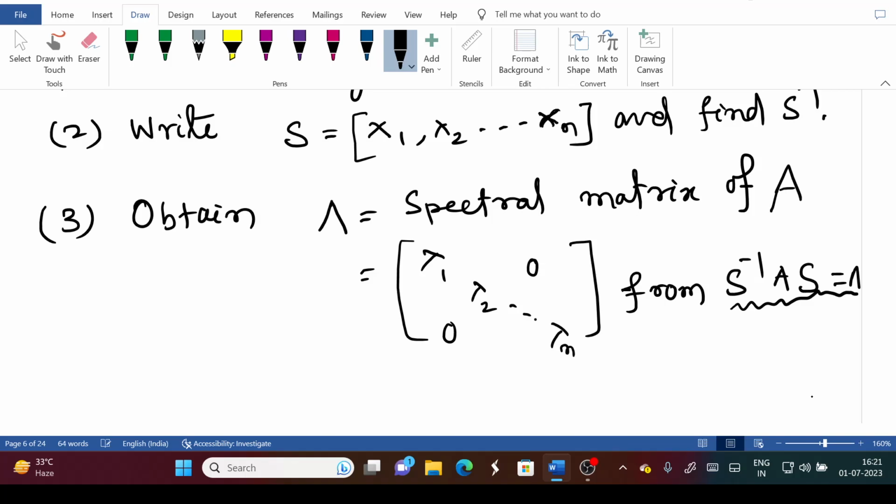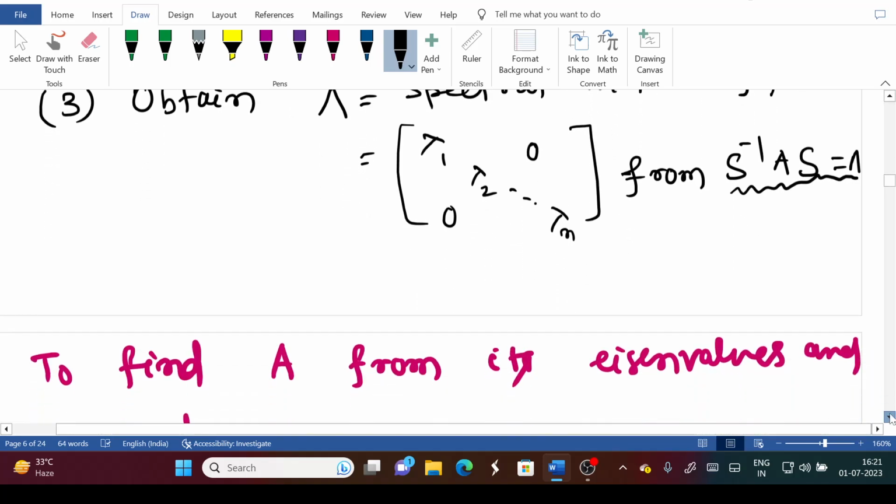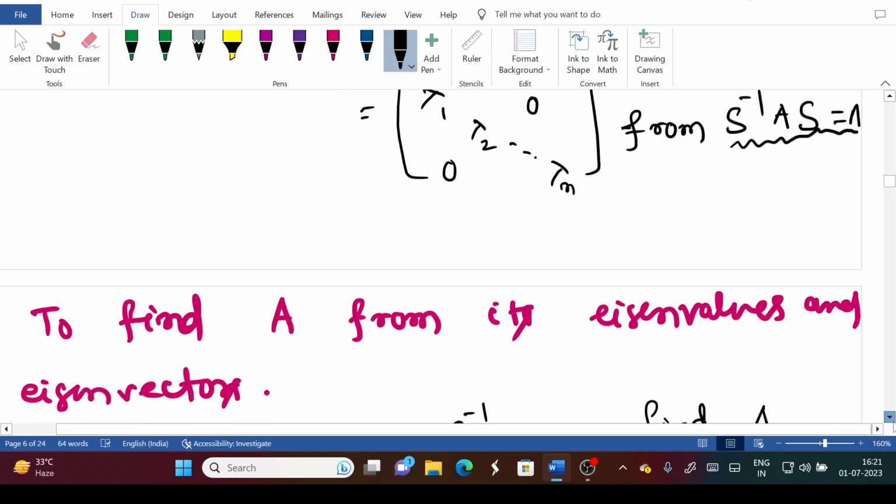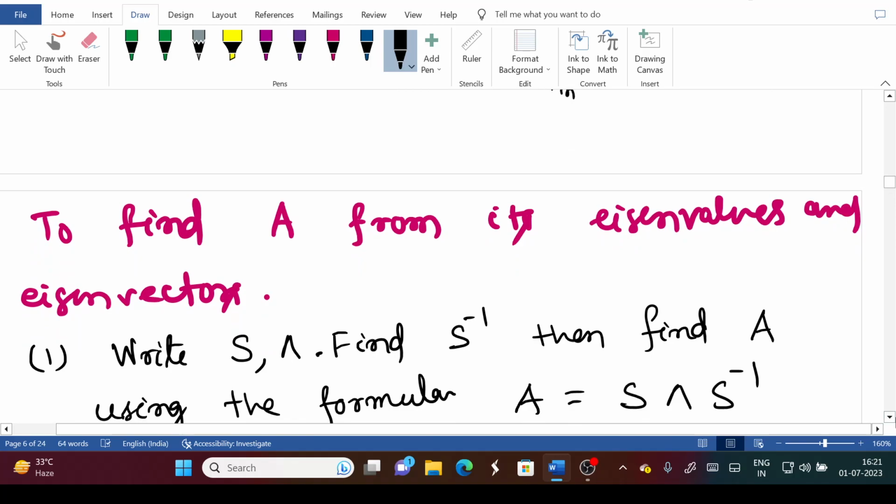Here the largest absolute value of the eigenvalues is called the spectral radius. Any word related to spectrum means it is related to eigenvalues. The set of all eigenvalues of a given matrix is called the spectrum. Spectral radius means the maximum of the modulus of all the eigenvalues of a given matrix.